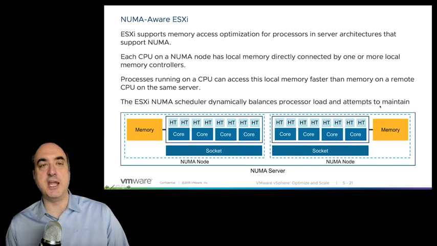So the host has a NUMA-aware VMkernel. We support this mechanism to provide optimization for getting as much local access to memory as possible for each of the virtual CPUs of each of the different virtual machines. And like we mentioned, the VMkernel will schedule dynamically, balancing the processor load to attempt to maintain that balance.